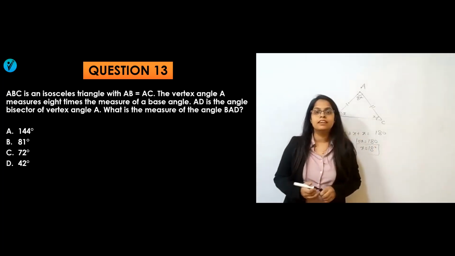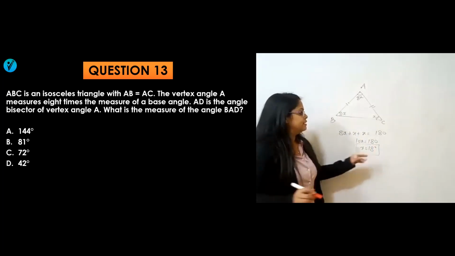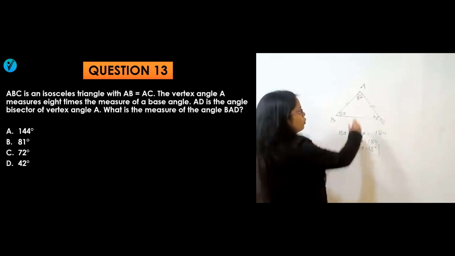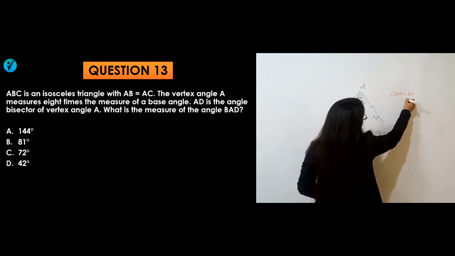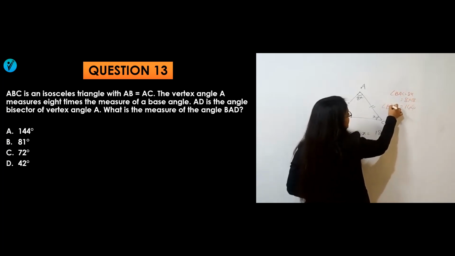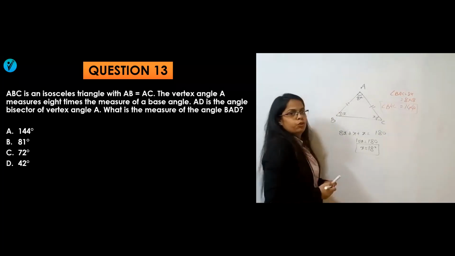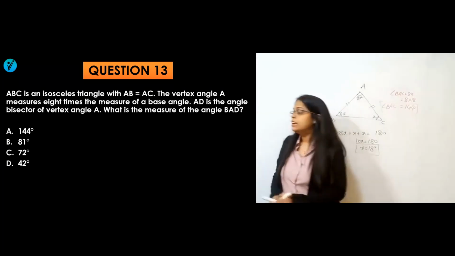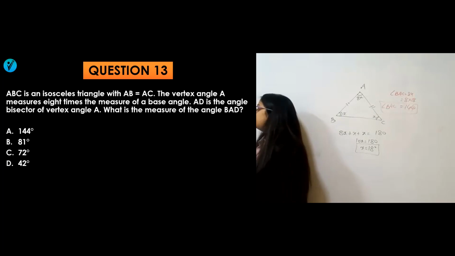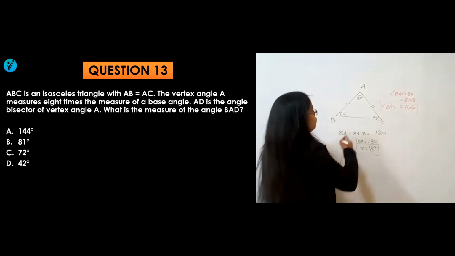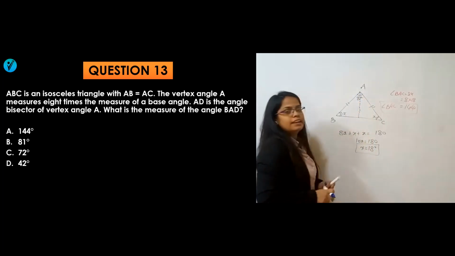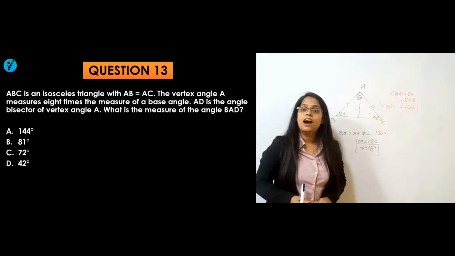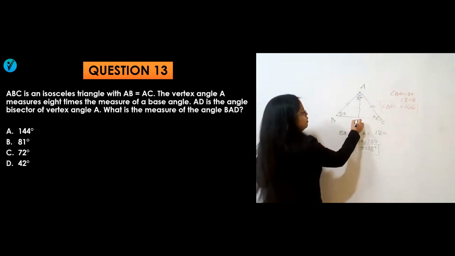Then what are they saying here? If x is 18 degrees, what will this 8x be? Angle BAC is equal to 8x, which is 8 times 18, that means 144. Angle BAC is 144. But they haven't asked you BAC. They are saying that AD is the angle bisector of vertex A. Angle bisector means it will exactly divide it in half. Then they are asking you angle BAD.